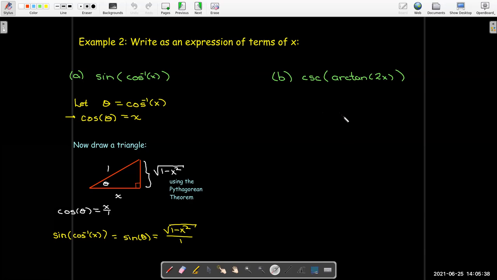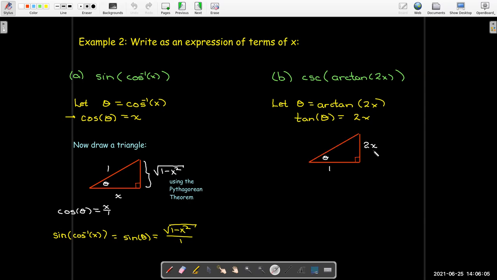Let's use this same technique to write an expression in terms of x for cosecant of arctan of 2x. So I'll let this value theta be arctan of 2x. Remember, that's inverse tangent, which means that tangent of theta then equals 2x. So from here, I'm going to draw a right triangle which represents this statement, tangent of theta equals 2x. And remember, tangent we think of as being opposite over adjacent. So I'll make the opposite 2x. I'll make the adjacent 1.